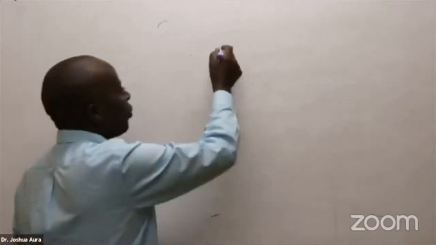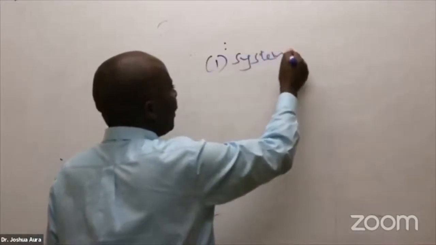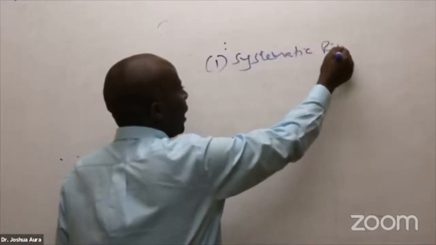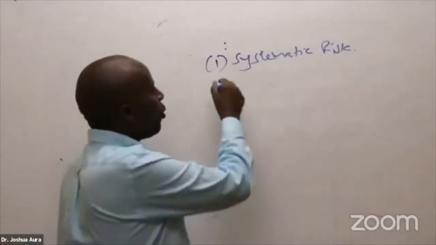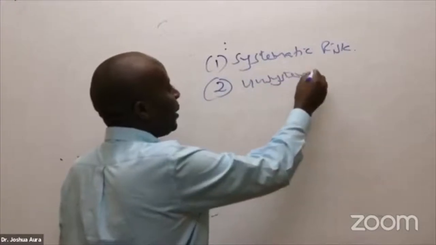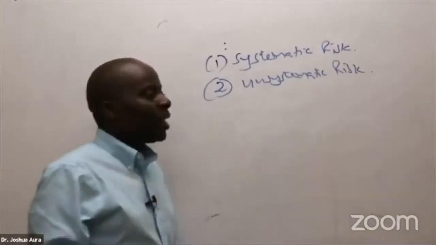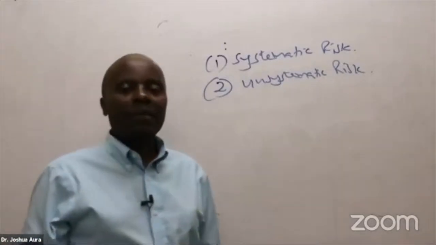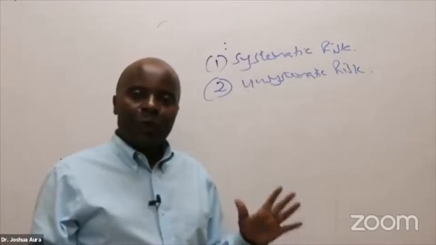The components of business risk: number one, we have the systematic risk. And then number two, we have the unsystematic risk. So we start with systematic risk.